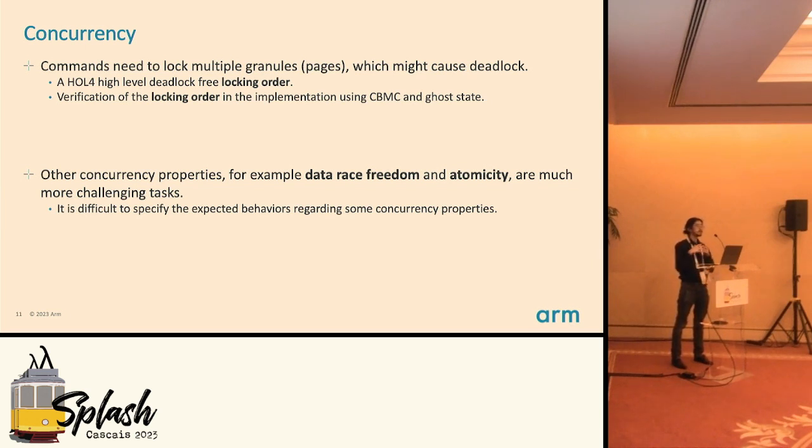In the implementation, they sometimes lock several pages in one command. This might lead to deadlock, because if a different command runs in parallel, it might lock in a different order. We use HOL4 to define a deadlock-free locking order, and also prove it, based on the structure of the RMM state. Then, given the locking order, we verified it in the implementation using CBMC with some help of a ghost state. The ghost state basically tracks the lock history.